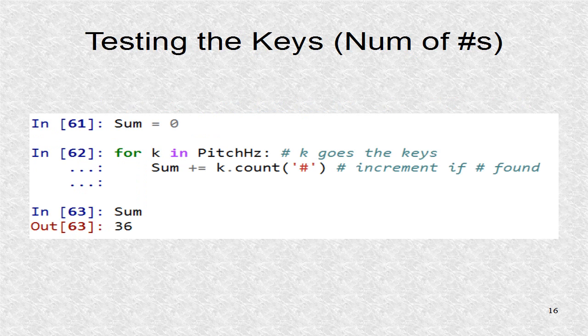16. If we loop over some dictionary with the in statement, we are looping over keys. Here, for example, we find the number of black keys. The function count will either return 0 or 1, since our string will have at most one such symbol.